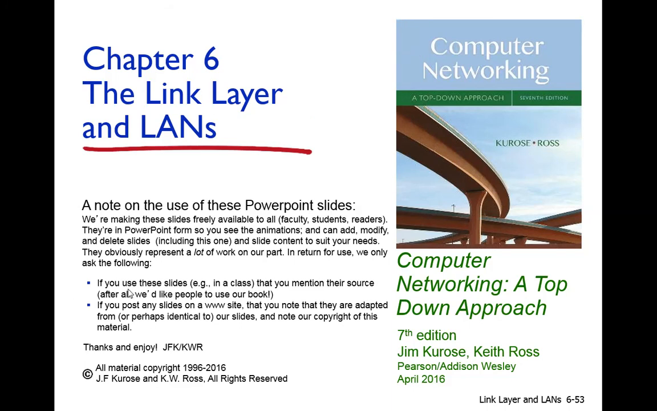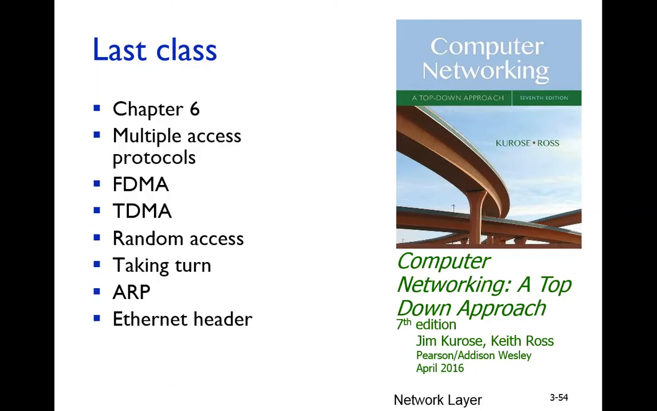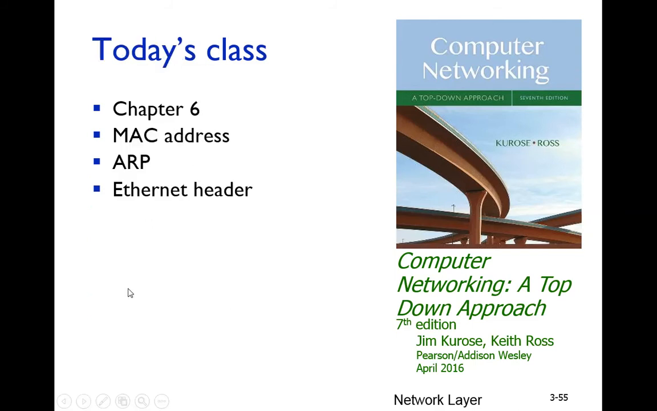Okay, we are going to continue chapter number 6, the link layer and LANs. In last class we discussed multiple access protocols: FDMA, TDMA, and random access protocols, taking turns. We mentioned that we will discuss ARP and Ethernet, but we couldn't find the time to complete these two topics. So now we are going to discuss these two. In today's class we will discuss MAC addresses, ARP and the Ethernet header.